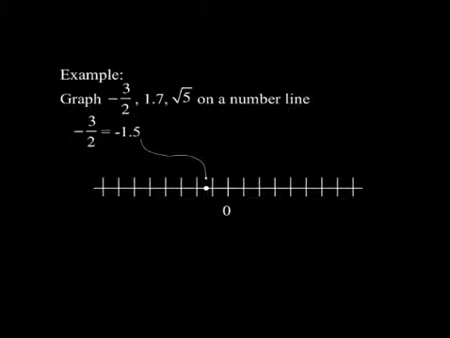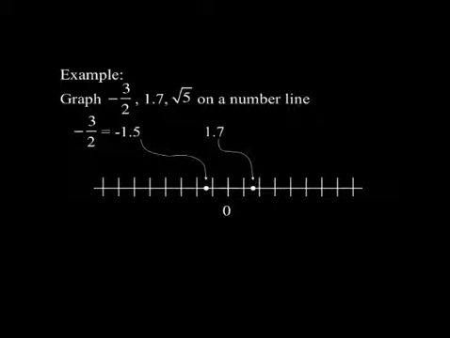The second value is 1.7. You really don't have to do anything to this, but we simply count 1, and then we've got a half, and it's going to be a little bit more than a half. So in the positive direction, so to the right, we're going to get 1.7, and that's going to go, again, between the 1 and the 2, but in the positive direction.